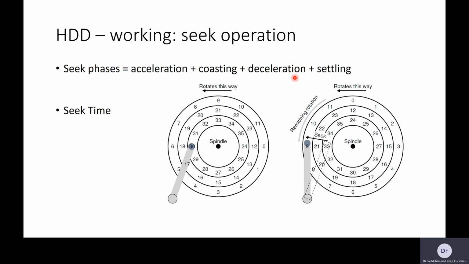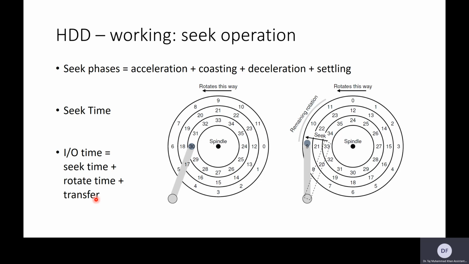So seek time, as I said, is the time moving from one track to another, and this is one of the major delays in accessing data on the hard disk. Your I/O time, the total time it takes to do an I/O on the hard disk, will be composed of the seek time to get on the right track, then the rotate time to get to the right sector, and then once you're on the right sector, you will do the transfer.